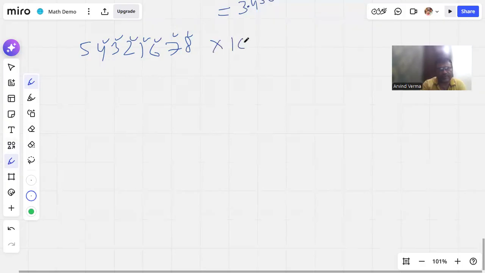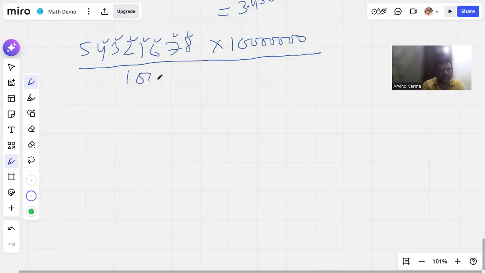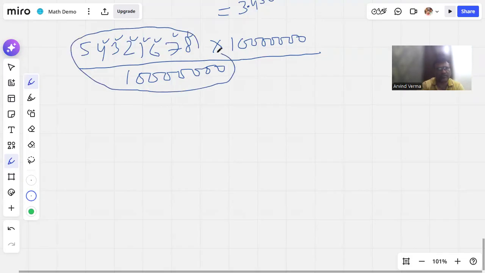So multiplied by n: 2, 3, 4, 5, 6, 7 and divide by 1, 2, 3, 4, 5, 6, 7. So that balance will be there. I have multiplied by the same number and divided by the same number. Now I have to solve this. I will get 5.4321678 into 10 raised to the power 7.